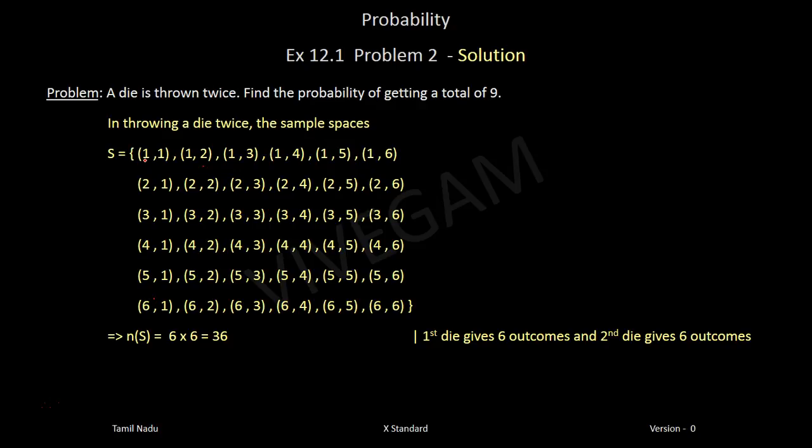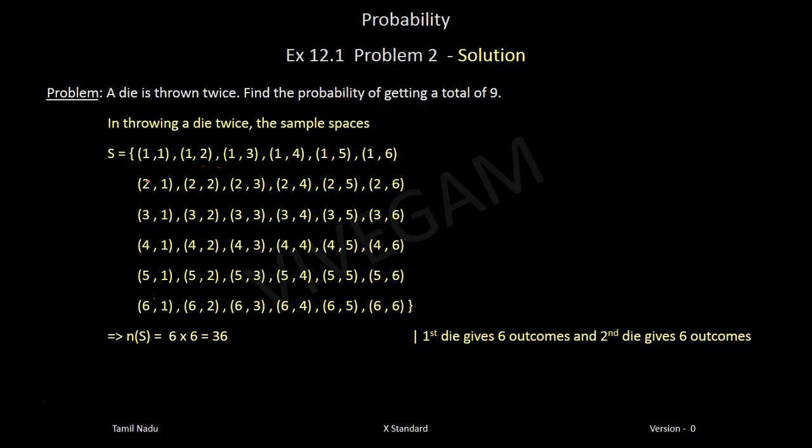Let's take first die is giving 1. And what will the second die give you? The second die can give us 1, or it can give you 2, or it can give you 3, 4, 5, 6. So there are 6 ways the outcome can happen. We are fixing the first die giving 1, right? Then the second die can give you 1, 2, 3, 4, 5 or 6.